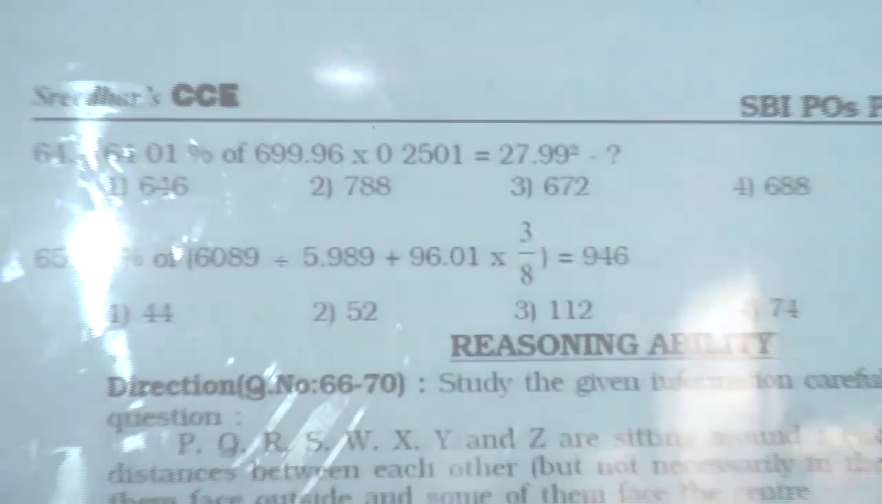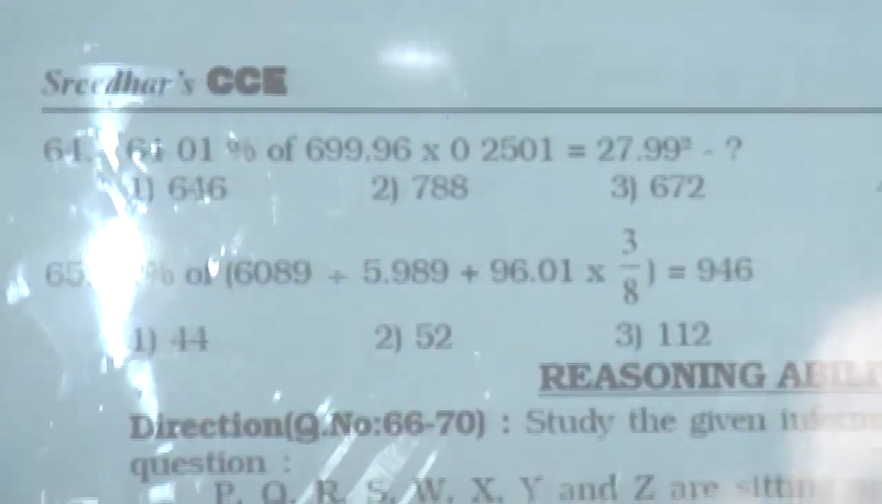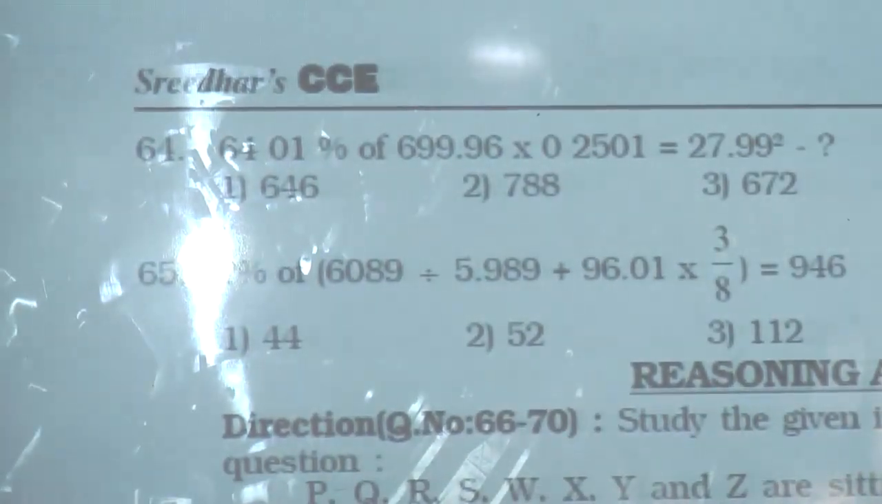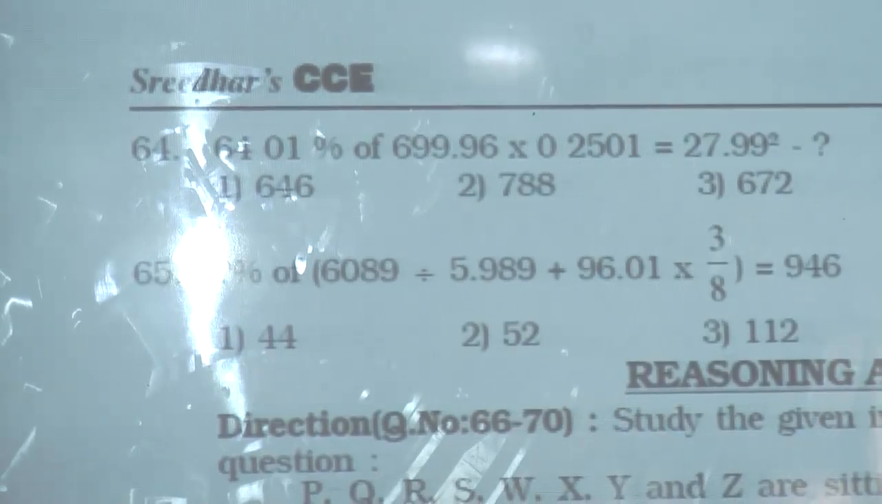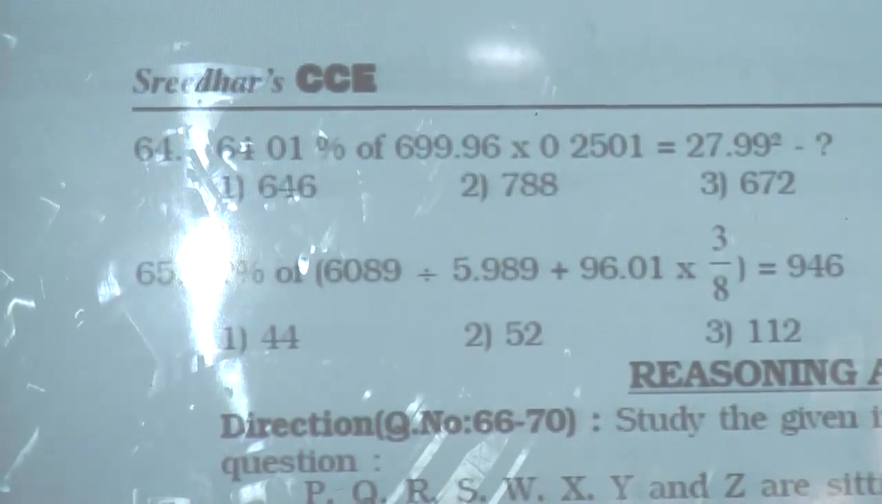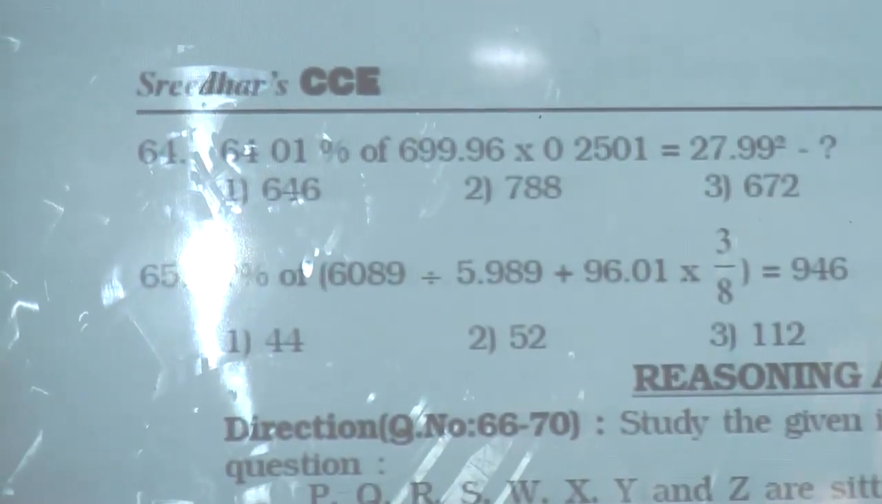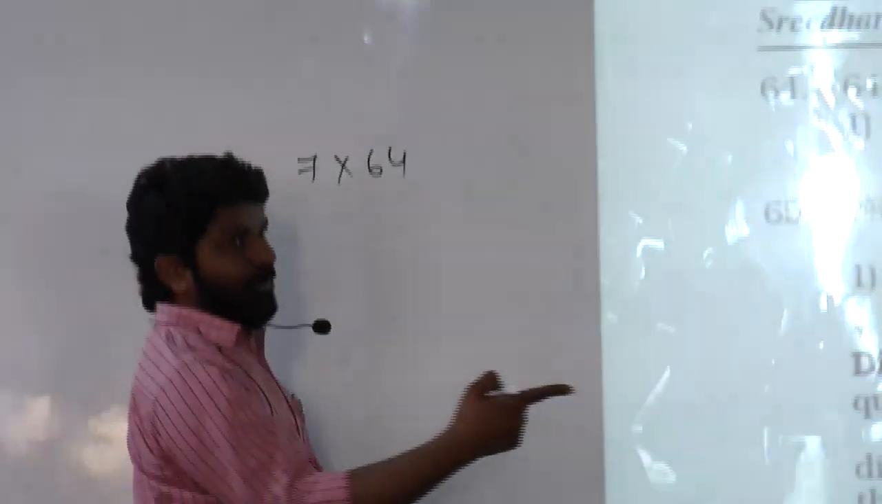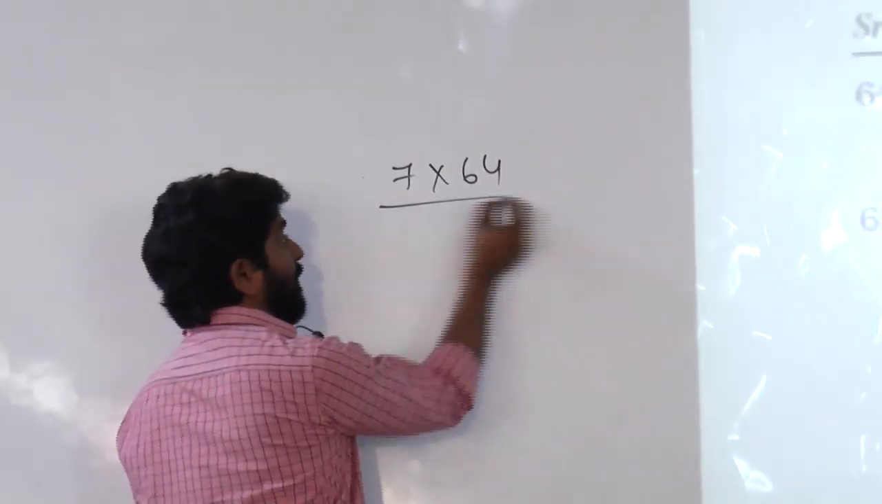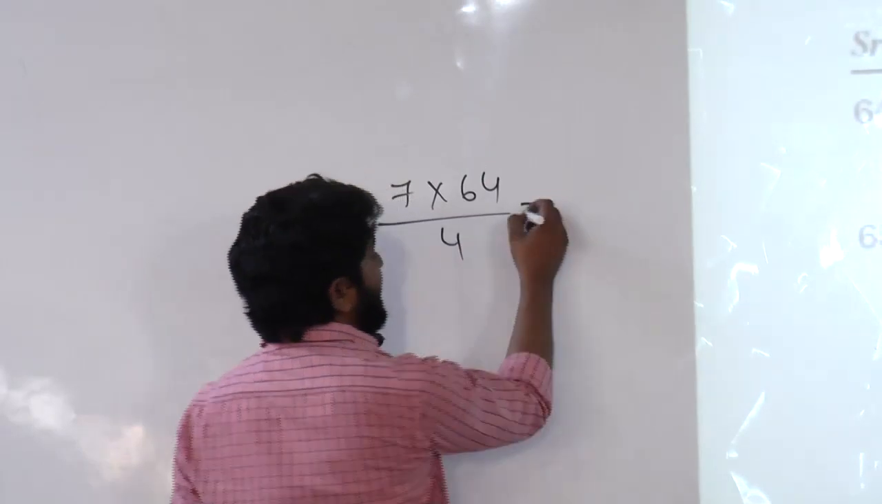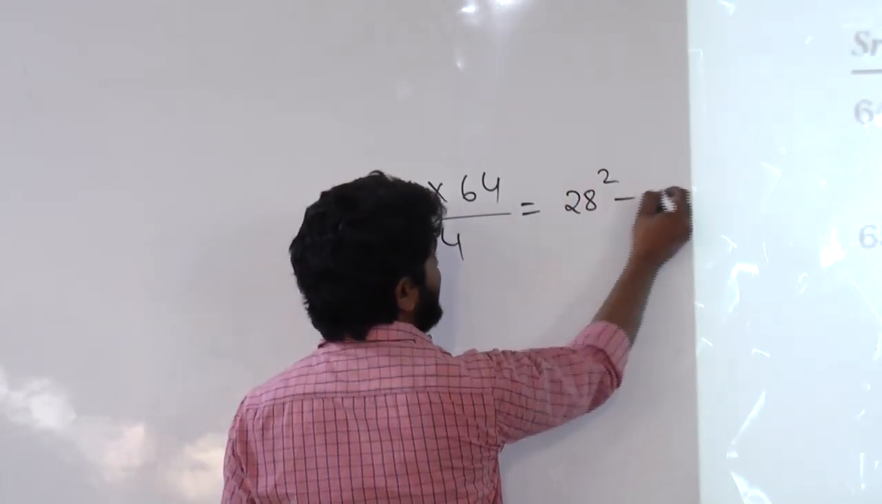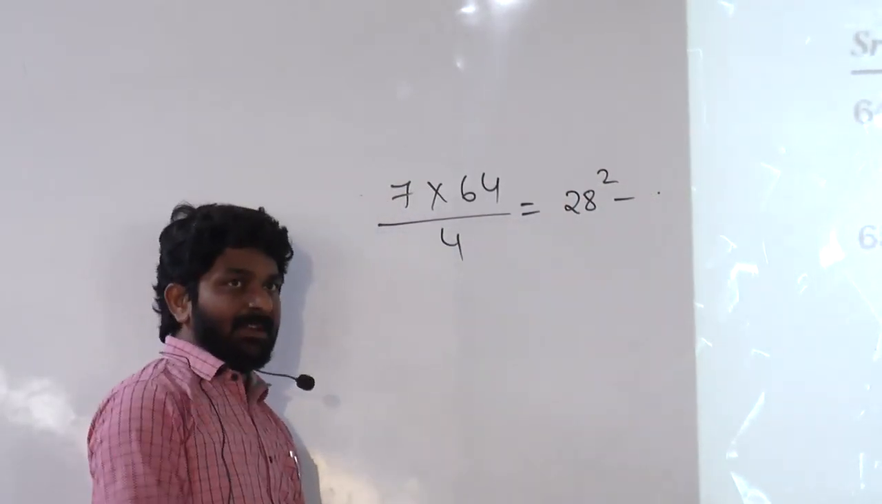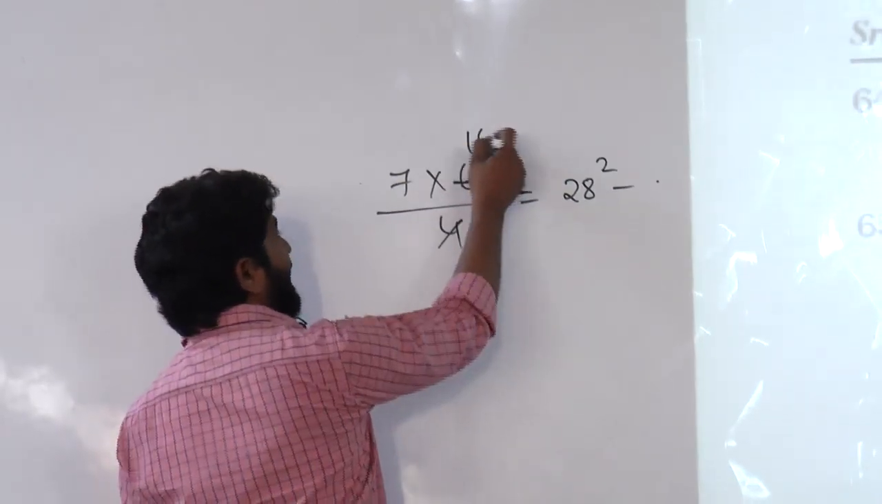64% of 700. 64% of 700 will be equal to 700% of 64. 700% in the sense 7 times of 64 into 0.25, which is 1 by 4, is equal to 28 square minus something. First let me calculate this. This is 16 times.